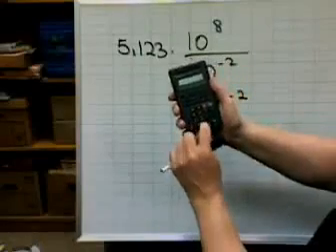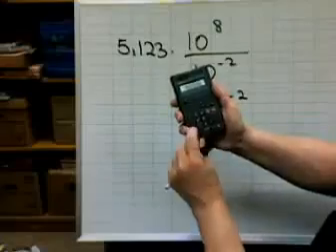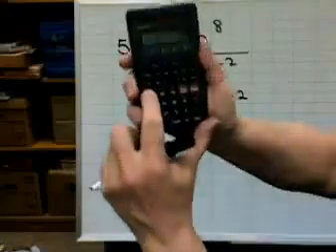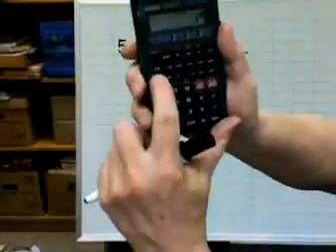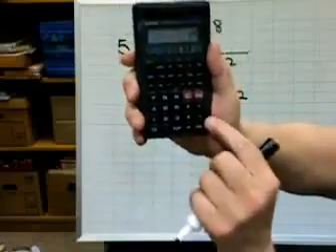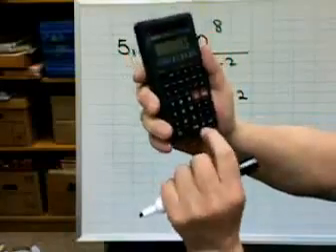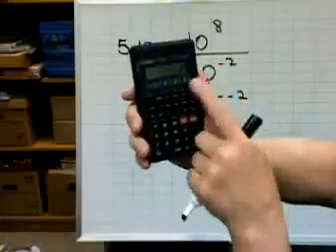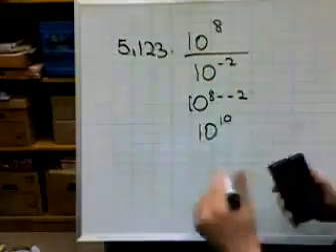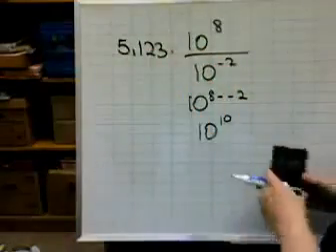We'll say 1 exponent 8 divided by 1 exponent. And now we're going to use this button here to say that this is a negative number. Don't use this one because that means subtract. So we're going to say it's going to be a negative 2. So that's 10 to the 8th over 10 to the negative 2 comes out 10 to the 10th times 5.123.